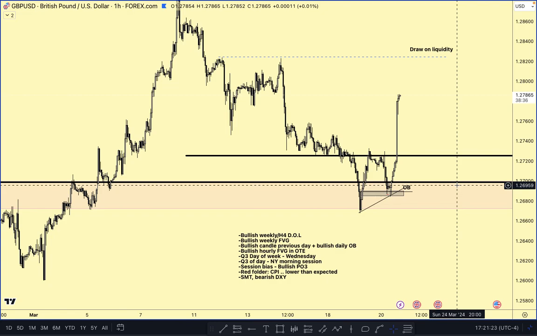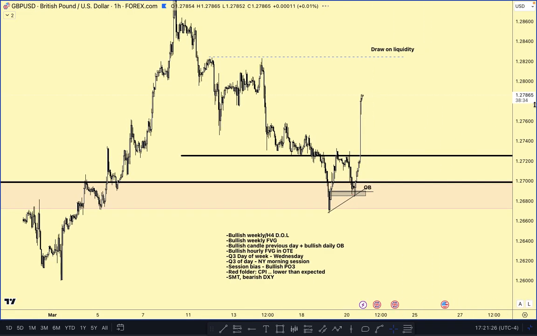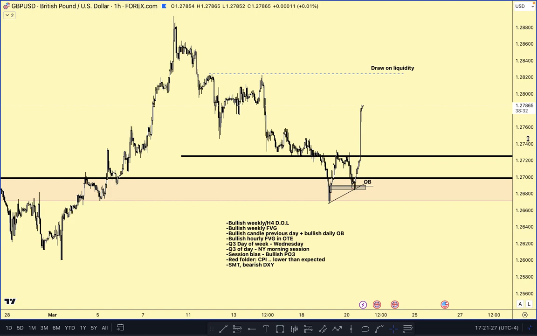It's just an A+ setup, man. We have the higher time frame narrative, supported by the red folder news event. Looks like Tuesday was the low of the week.